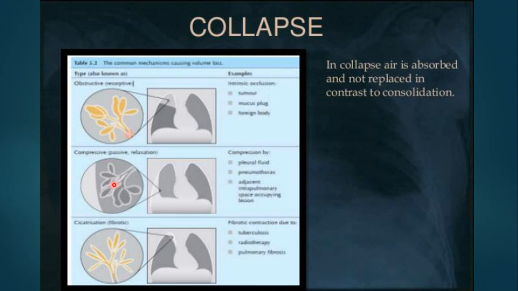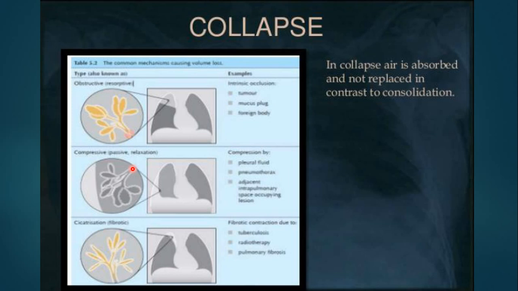In consolidation, the alveoli are involved, but the bronchioles and the bronchi are not involved. That's why it stays the same volume. When the bronchi, the bronchioles and the airways are involved, then there will be volume loss, indicating that there is a collapse. So when you say a collapse, it means something that lost volume, or now it's smaller in size.